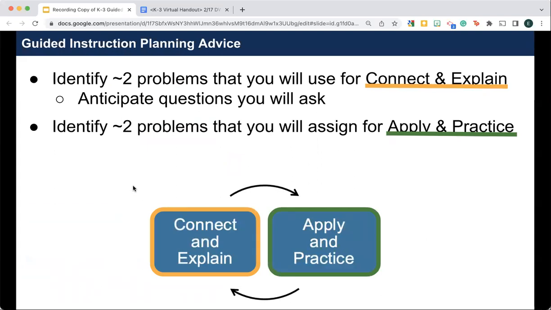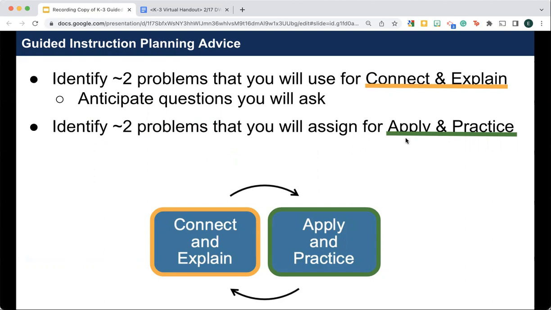This pretty much reiterates what I said. Our advice for planning guided instruction is that all you really need to do is identify those problems. You want to try to pre-identify them before class starts. You don't want to just open up the book and randomly select in the moment. What 2 problems will you use for connect and explain? What 2 problems for apply and practice?